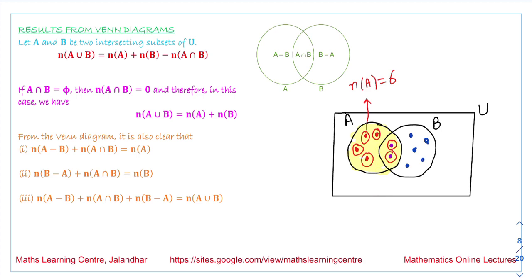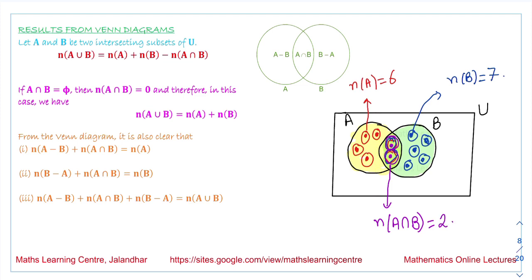When we are talking about the set B, this whole region we are talking about is the set B. So the number of elements in B is 1, 2, 3, 4, 5, 6, 7. Now this region over here is the number of elements in A intersection B, and the number of elements is 1 and 2.